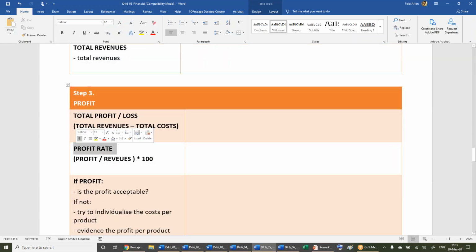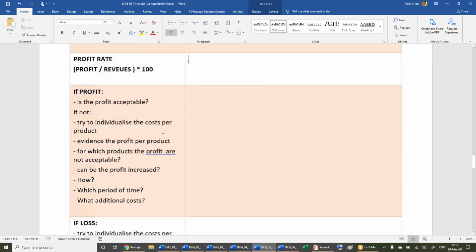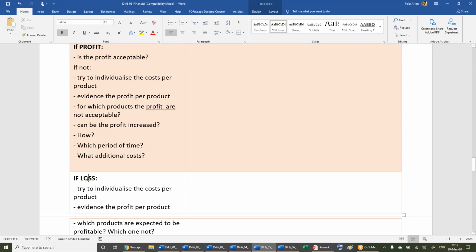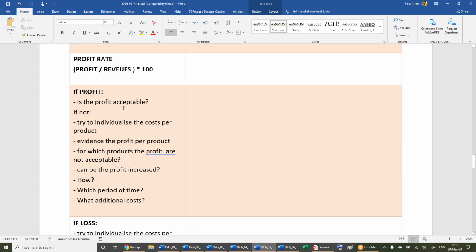It's just the profit rate after that, to see if it's 10% or 110%. And then just look at this. If you have profit or if you have losses. If you have profit, just look at that and say, well, it's acceptable. Yes, I'm happy. If not, you try to look at the cost for each of the products, for the entire methodology.